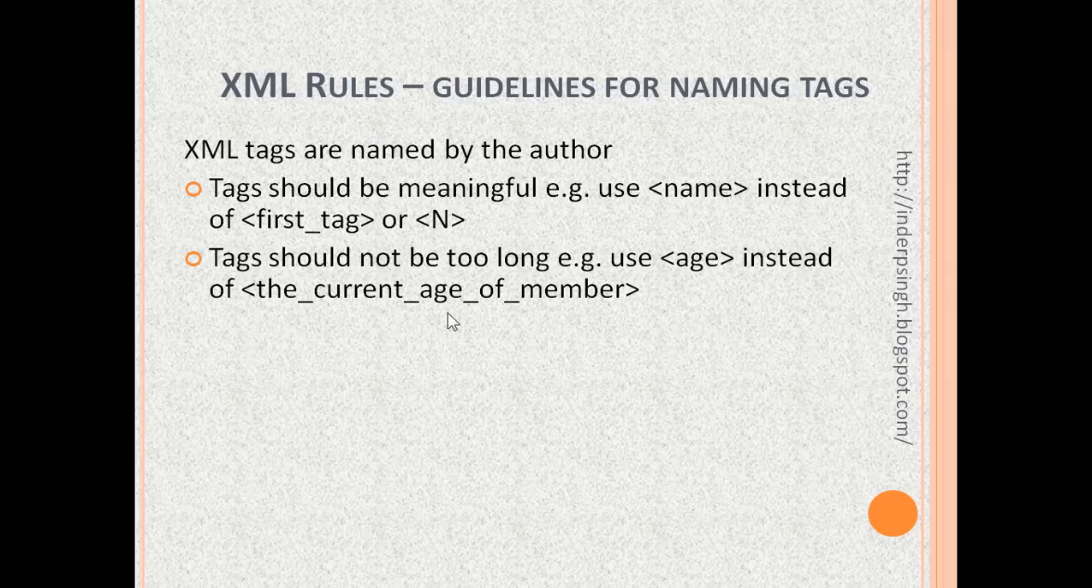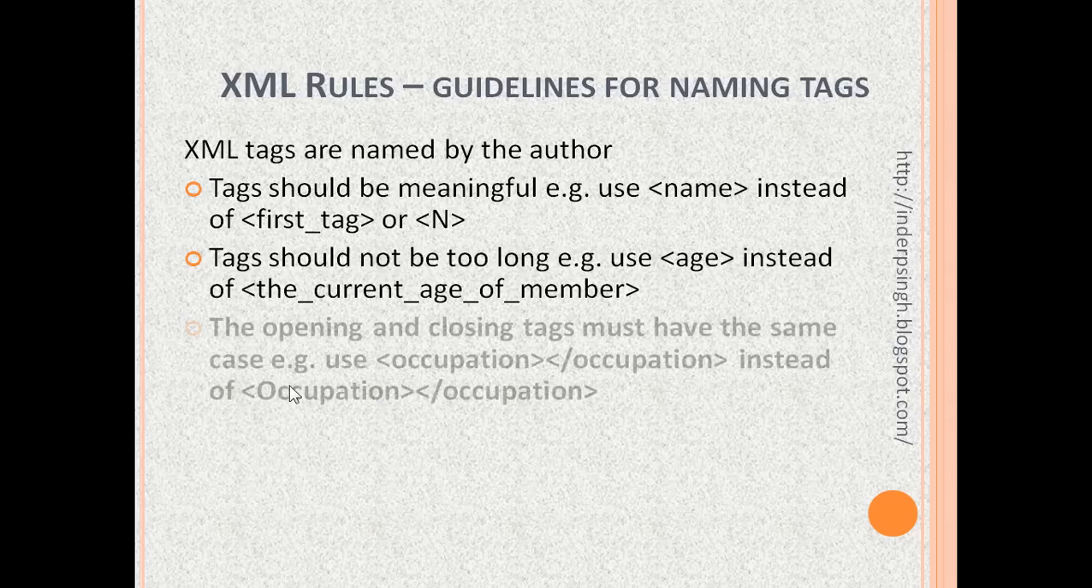The next guideline for naming tags is that the tags should not be too long. So this is a good tag, age, but if we write a very long tag like the current age of member, this is not readable. It is going to take too long for a human being to read it, and when the developer writes the code to read the XML, it's going to take a longer time. So have tags that are meaningful but not too long.